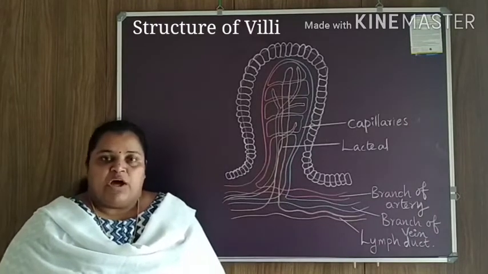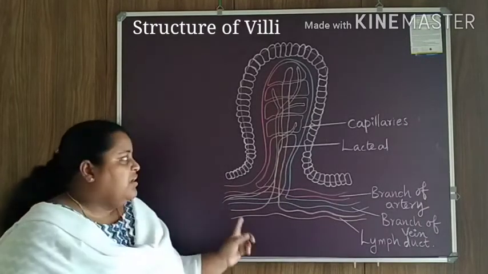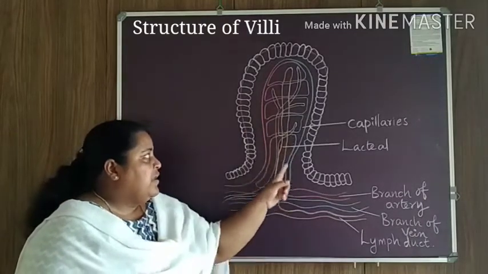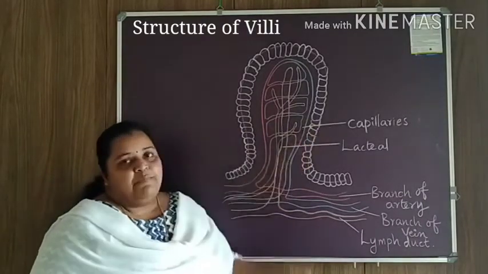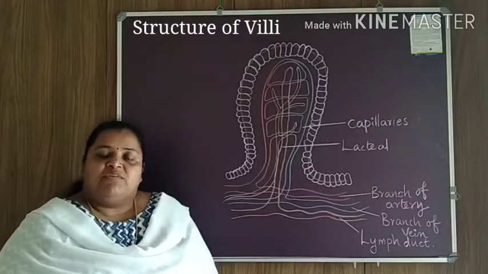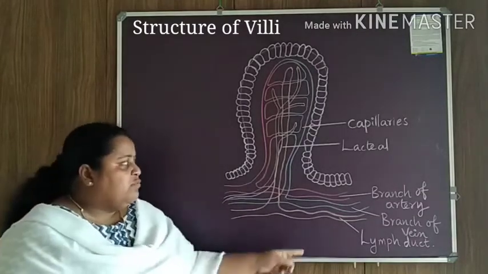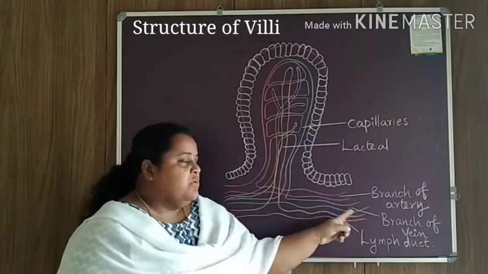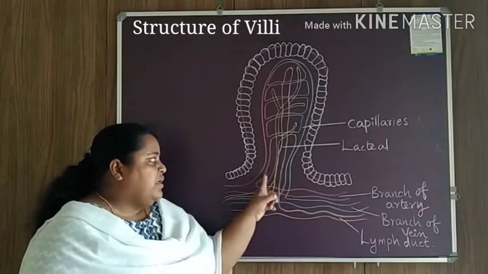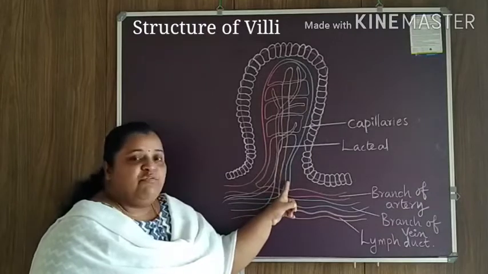The branch of artery, when it enters the villus, divides into capillaries. And we all know that capillaries reunite to form the vein. So this is the branch of artery and this is the branch of vein.